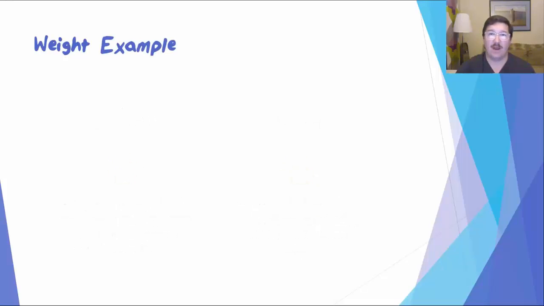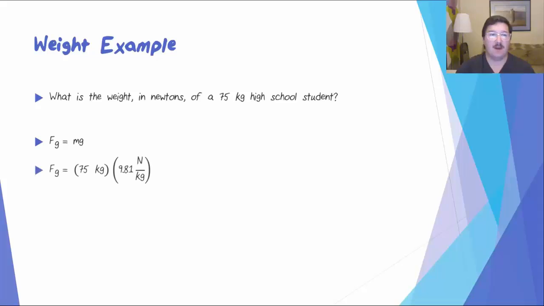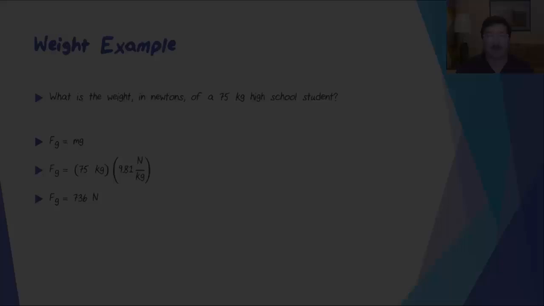Let's take a look at an example of a weight problem. What is the weight in newtons of a 75 kilogram high school student? Well, we'll start with the equation Fg equals mg, plug in our givens, 75 kilograms and 9.81 newtons per kilogram. We'll find that a 75 kilogram high school student weighs 736 newtons.